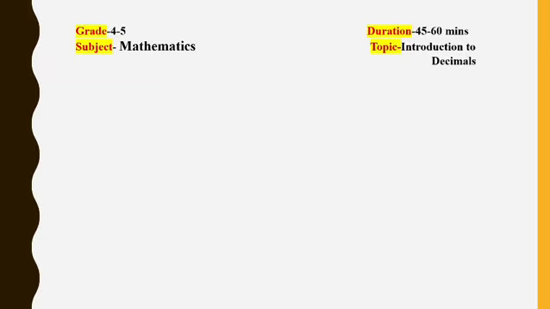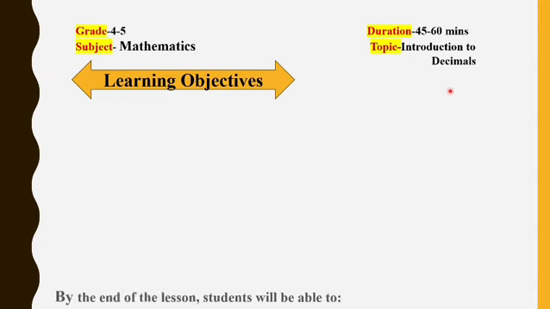Now, what are the requirements? What do you have to include in your lesson plan? You have to mention the grade, 4 or 5, whichever class you are going to write for. Subject, mathematics. Duration, depending upon the class or the session you are taking, 45 to 60 minutes. Topic, introduction to decimals. Then comes your learning objectives.